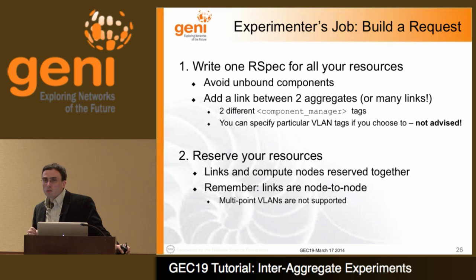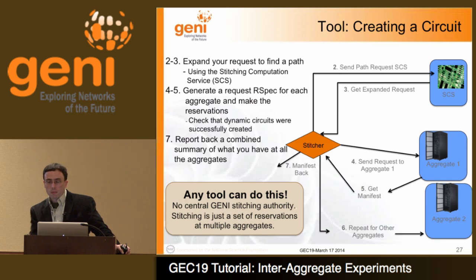The thing to remember as you do this is that the links that you get are node to node. You're going from a particular interface on one of your compute resources to another interface on another compute resource. We're not supporting multi-point at this time. And then the tool takes over and takes care of all the rest of it. It expands your request to find a path between your two aggregates, and then it generates a custom request RSpec to each of those aggregates asking for a particular VLAN tag that allows the path to be completed, and then takes all the answers from all the different aggregates and turns that into a combined manifest listing everything that you've got now in your slice.